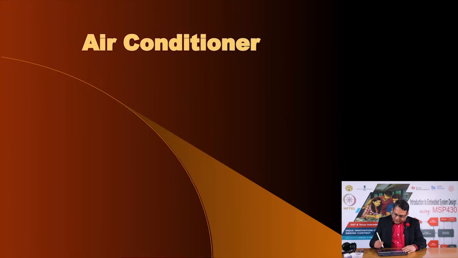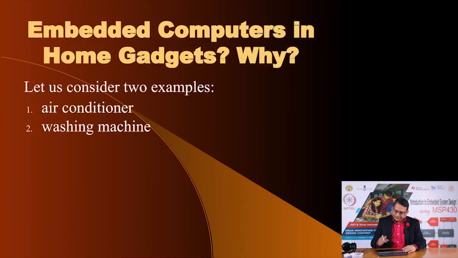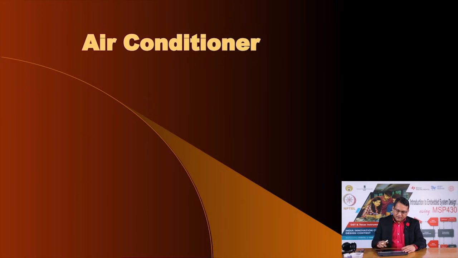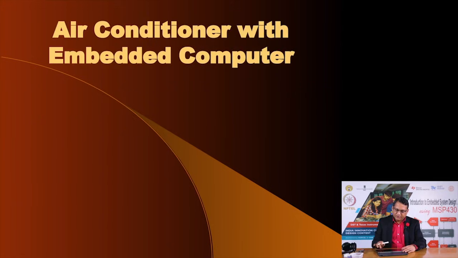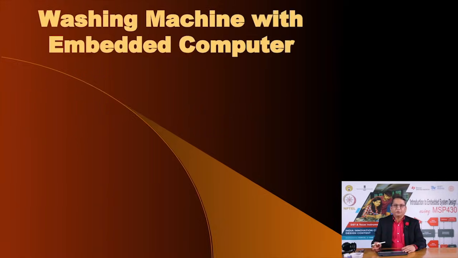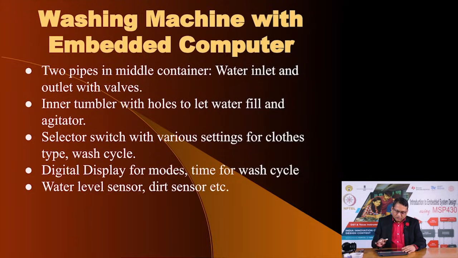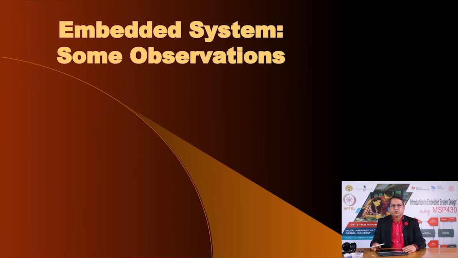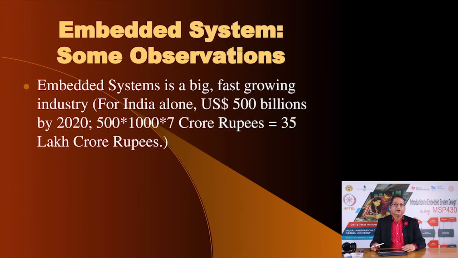Let us go back to our presentation. So, we have justified that having embedded computers in these home gadgets gives you better performance, more efficient devices, more user friendly devices, and so they are justified. Let me now share some observations. One of the observations is that, just because of the ubiquity of embedded applications, embedded system is a big and fast growing industry.